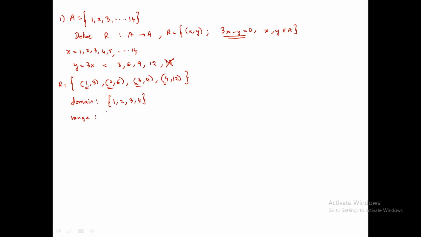Range. Range means you will write all the y's which are there here. So you will write 3, 6, 9, 12. The next is codomain. For codomain you will write all the elements in this set A. That means you will write 1, 2, 3, 4, and so on up to 14.